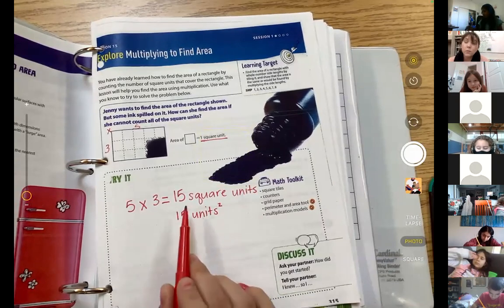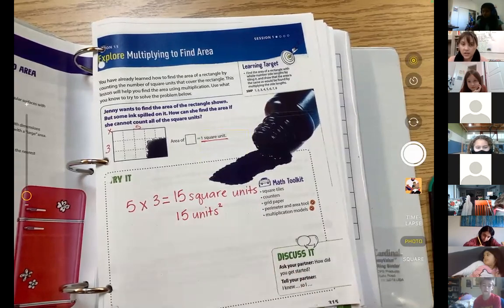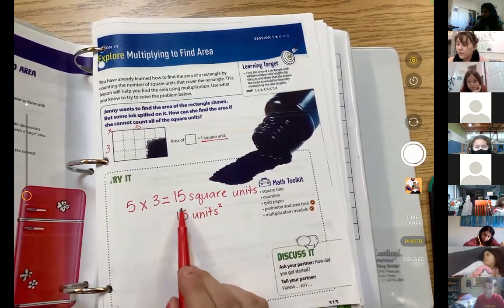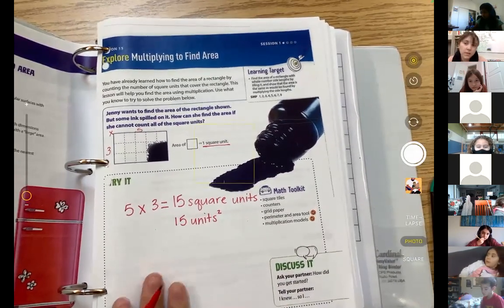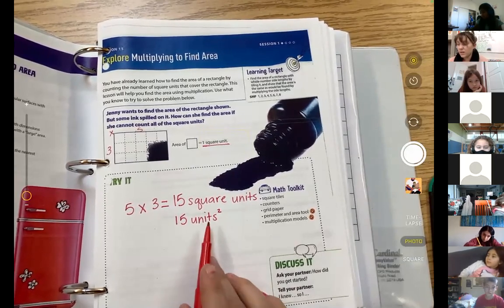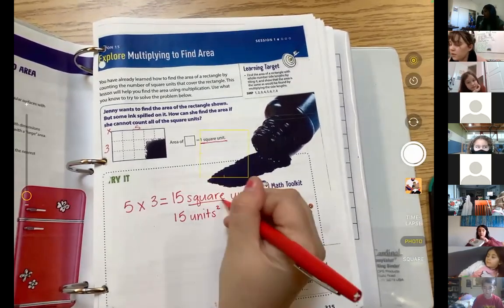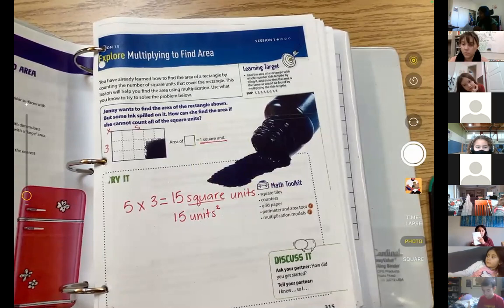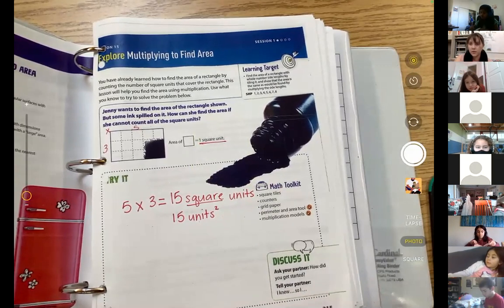In math, it's really important that you write out not just the answer. You need to put 15 what, okay? Sometimes in a word problem, it's going to be 15 marbles. Maybe it's going to be 15 inches. Maybe it's going to be 15 feet. In this one, it's 15 square units. And it's really important that you have that square, okay? Any questions on that, or somebody want to share a different way they did it?